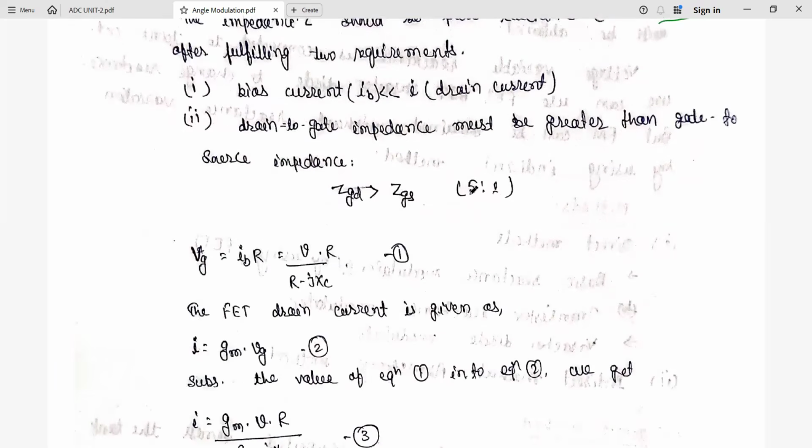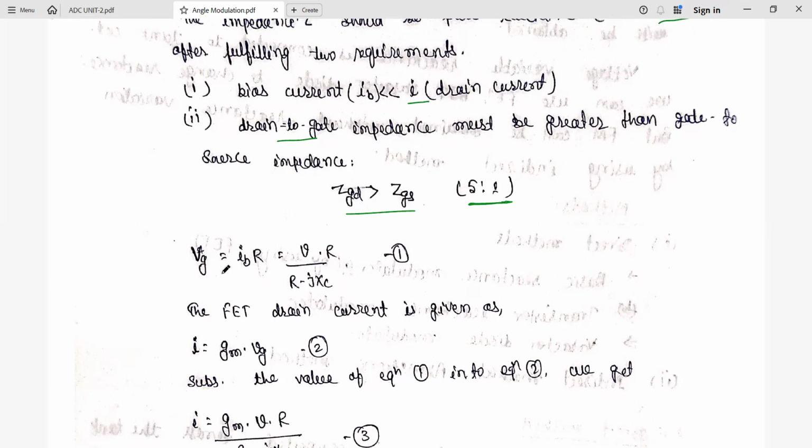Now what is the requirement for this? The base current IB should be much smaller than the drain current I. Again, the drain to gate impedance must be greater than the gate to source impedance, so ZGD should be greater than ZGS. That ratio, if you see, is 5:1.